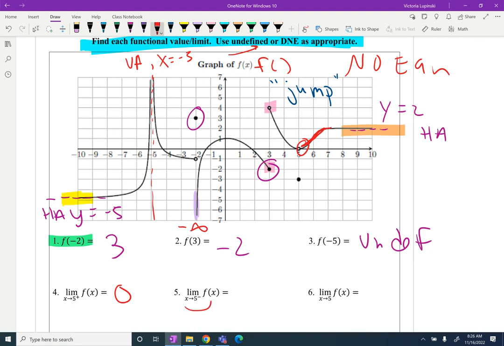Still at 5, but now you're approaching it from the left side. So that means you're going to be here on this green piece. As you get closer and closer to 5 from the left side, what y value are you approaching? 0. In order to answer 6, you have to compare 4 and 5. If the left side and the right side are going to the same place, then you know that the full limit has to exist, 0.